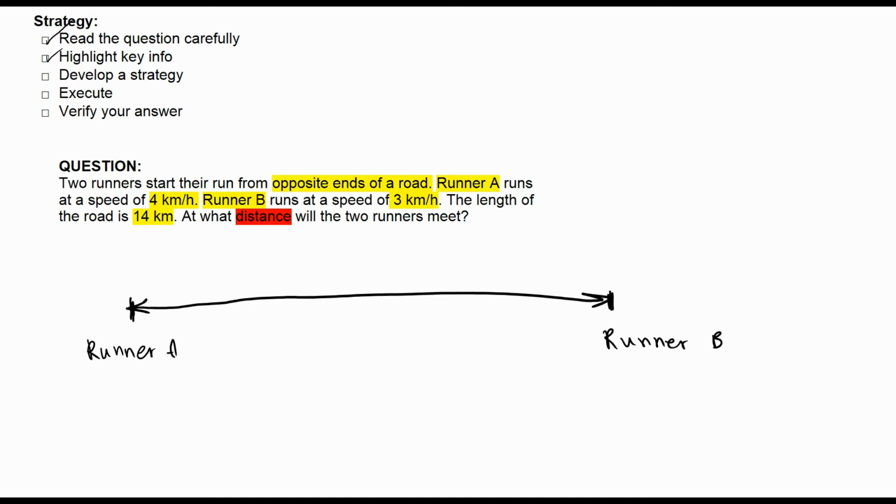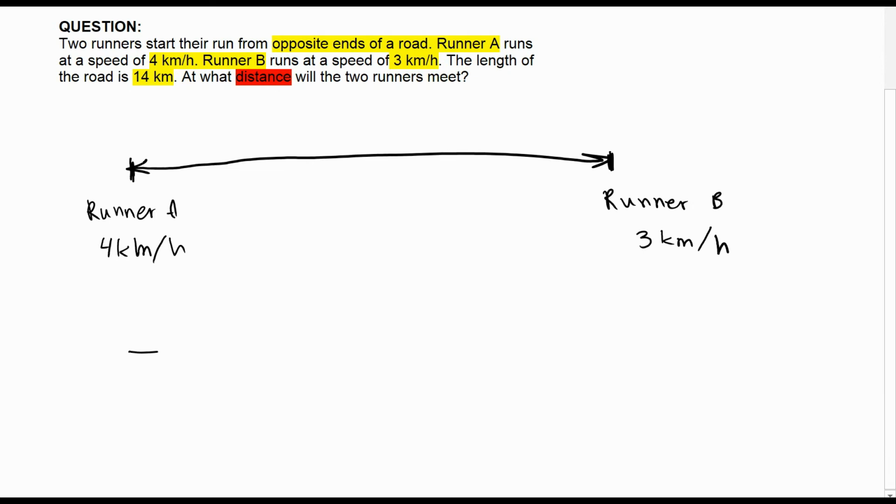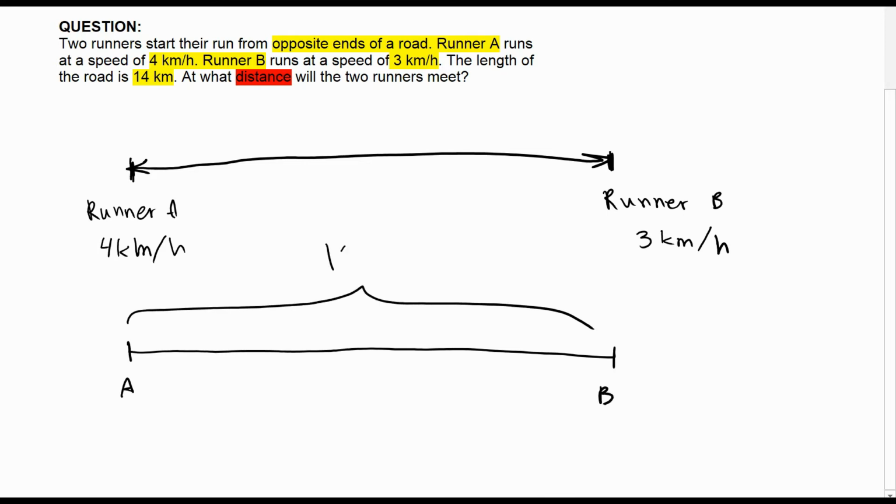Now runner A runs at 4 kilometers per hour. It's worth noting here as well, runner B runs at 3 kilometers per hour. And the total distance of the road is 14 kilometers. So we know that we have runner A that's going to be running in this direction, runner B running in this direction, and they're going to be meeting somewhere around here, and that's what we're trying to calculate.